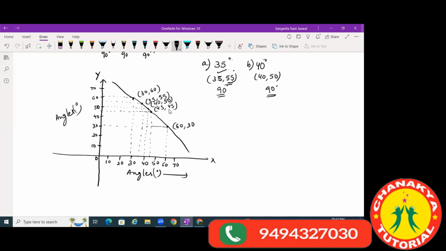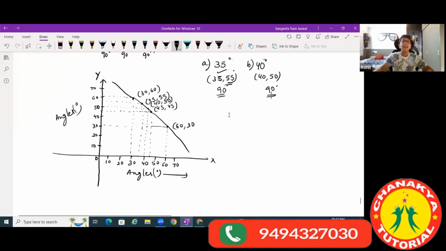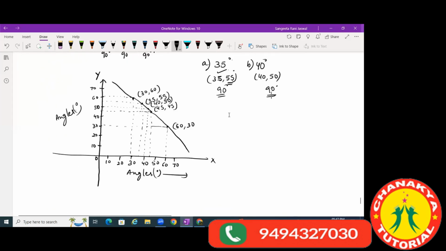Ma'am, if in the exam the questions come like this, shall we do it with the 35 and 40 degrees, or shall we take others? Your voice is cracking a lot. Ma'am, I'm directly asking: shall we do it with the number of degrees which they mention in the exam, or take that also? Harshit, please write in the chat box. Your voice is cracking a lot.